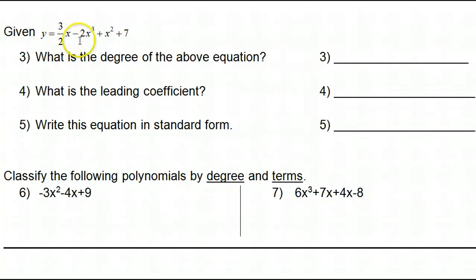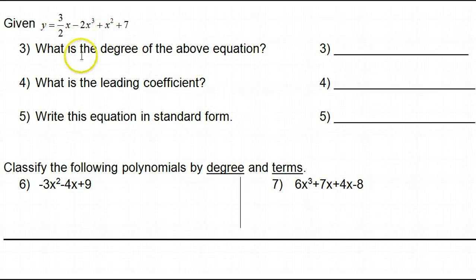Now, here's a polynomial right here. Notice that that coefficient is not a problem, so it is a polynomial. Now let's talk about the degree, the leading coefficient, and let's write it in standard form. As far as the degree, it is going to be the highest exponent in the polynomial. So we see that the highest exponent here is 3. So that tells us that the degree is going to be 3.